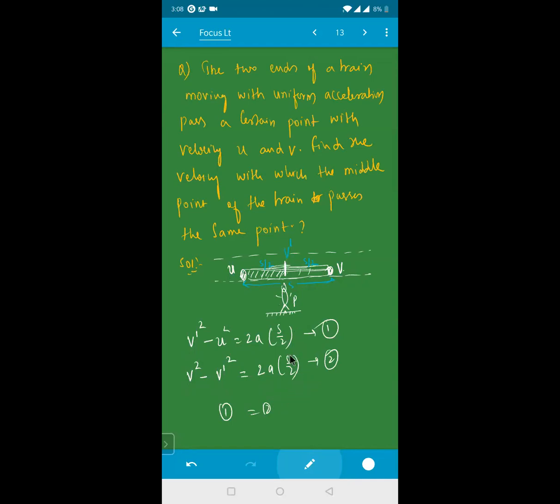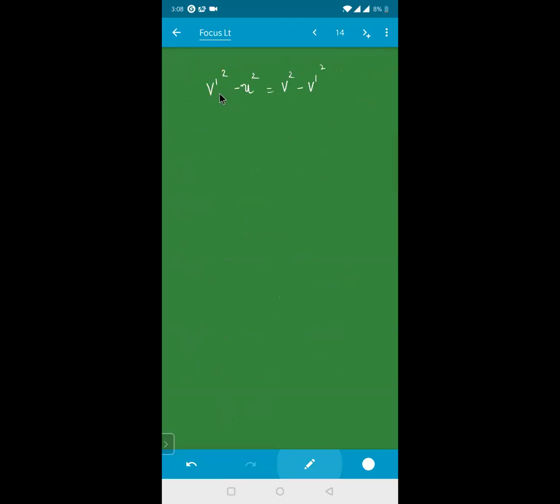Yes, sir. So now equate both of them. If I equate both of them, v dash square minus u square is equal to v square minus v dash square. Now if I take this one to this side, this will become for me positive. This one is 2 v dash square is equal to, this will become for me how much? This is v square as it is. This minus will come here, so this will become for me u square. That means v dash square is equal to u square plus v square divided by 2. So v dash will be equal to under root of u square plus v square divided by 2. I hope everyone got this problem. Is it clear for everyone?